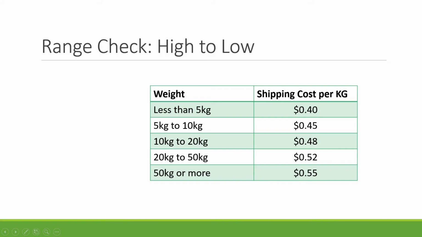Now, if I wanted, I could have done this range check from highest range to lowest range. For example, I might choose to do this if I happen to know that more people shipped larger packages, because what that would mean is if I put my larger checks at the top, so start with the 50 kilogram or more range, and then the 20 to 50, and then the 10 to 20, then it means that my program would have fewer conditions.